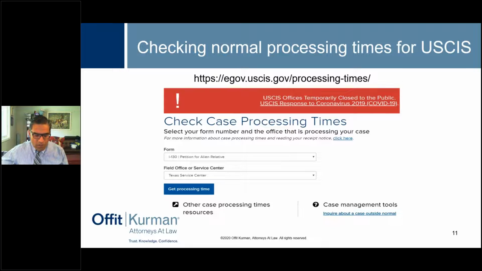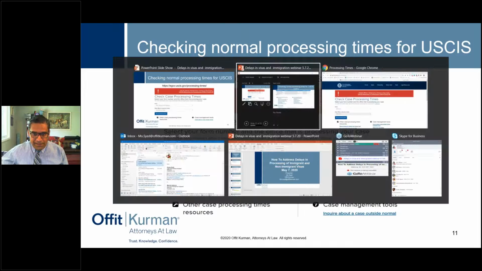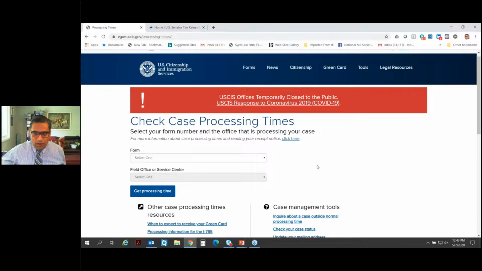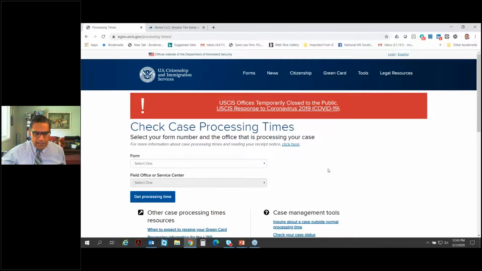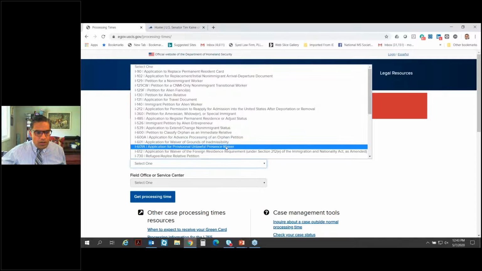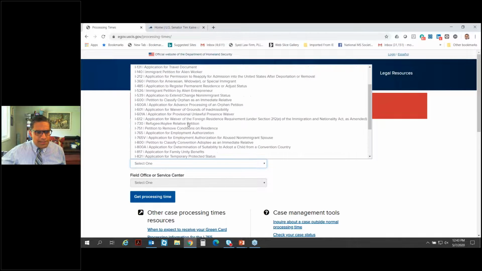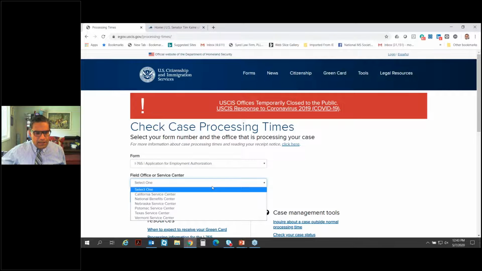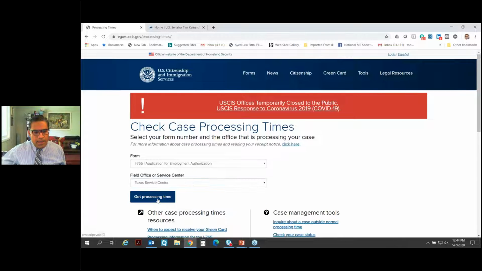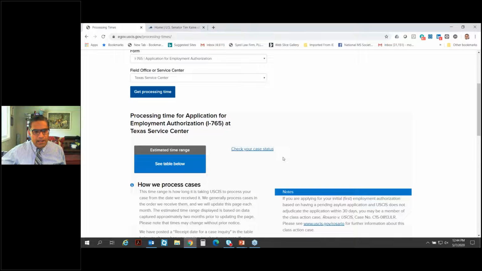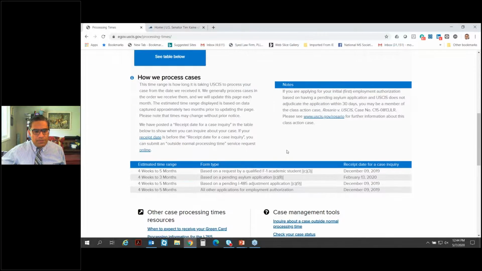Okay, so I want to just go to this website itself. Let's see if I can do this. Okay, here we go. So hopefully now we're on the actual website of the USCIS. Let's say I have applied for, let's pick a work authorization. So I've got a spouse that sponsored me, and I've applied for a work authorization. That's the form. And then let's say I'm here. Let's go to the Texas Service Center, and we click this, and it tells us this chart.